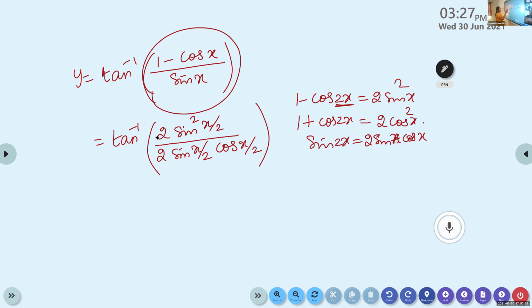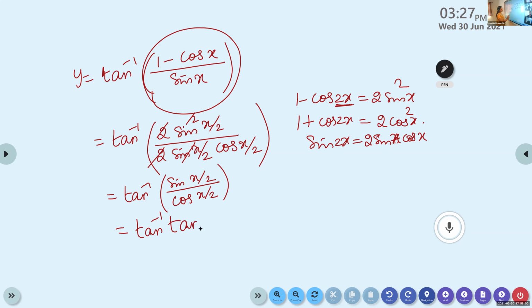Now look at here, 2 will get cancelled, 1 sine will get cancelled. So we get y is tan inverse of sine x by 2 by cos x by 2. What is sine by cos? Tan, isn't it? So we can write this as tan inverse of tan x by 2. Now here tan inverse and tan will get cancelled. Therefore, we will get y is equal to x by 2.